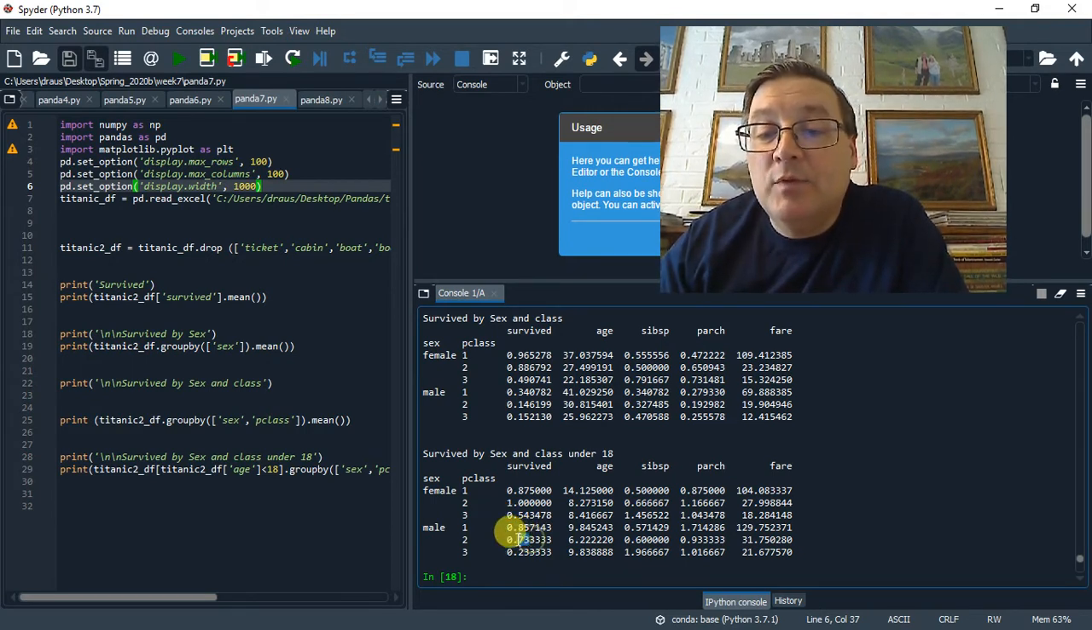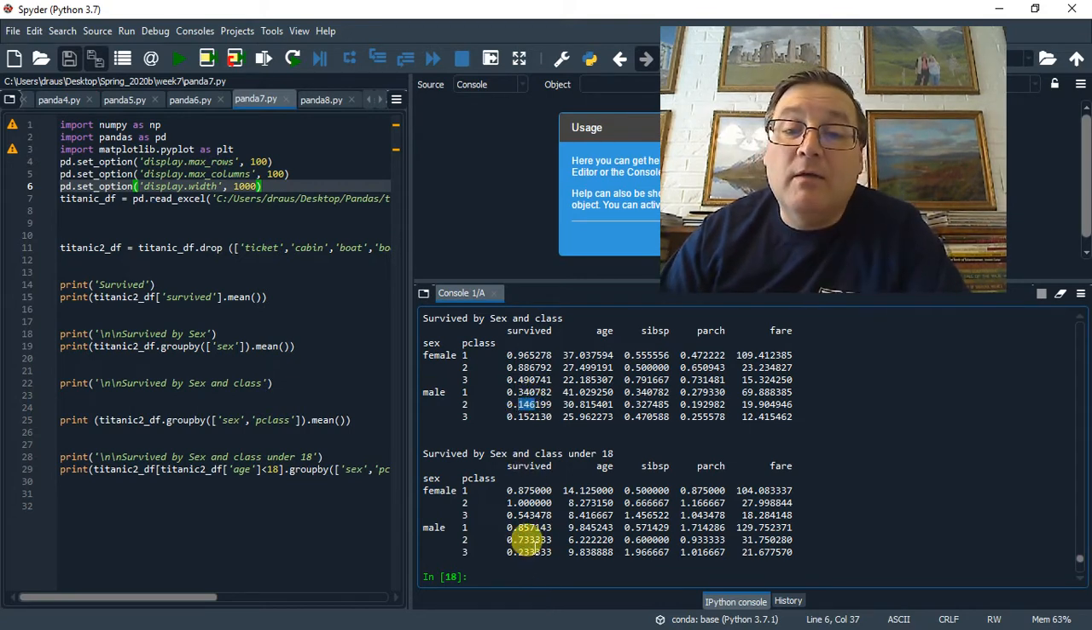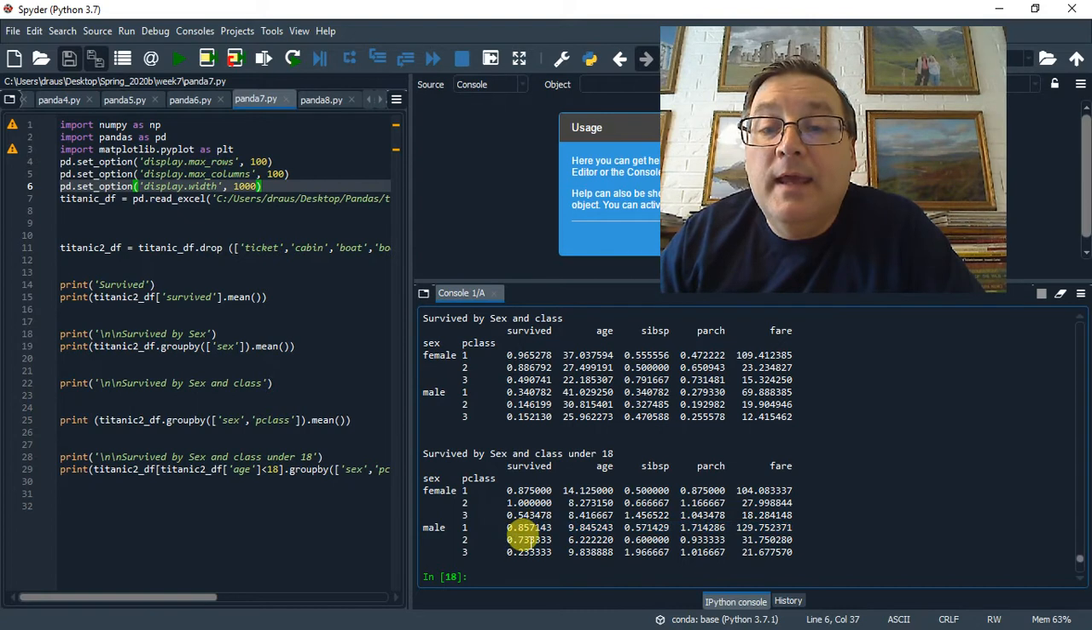And 73% of women in second class survived, so that was less than the 88% there. But if we do 73% of the men, that's much higher than the 14% of the men. So clearly, men under 18 had a much better survival rate than men who were over 18.